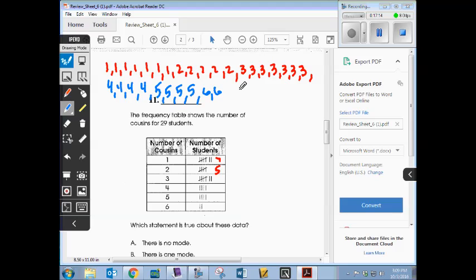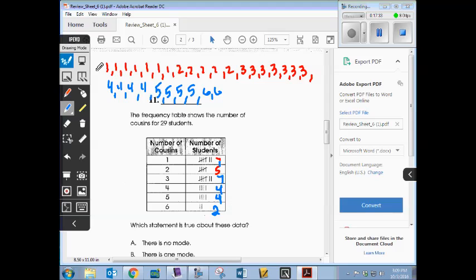This is what it looked like if I was just making a list. I had 7 people that said they have 1 cousin. I had 5 people that said they had 2 cousins. I have 7 people that said they had 3 cousins. I have 4 that had 4 cousins, and 4 that had 5 cousins, and 2 that had 6 cousins.